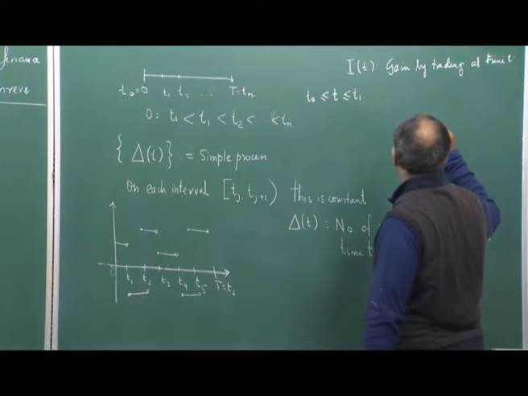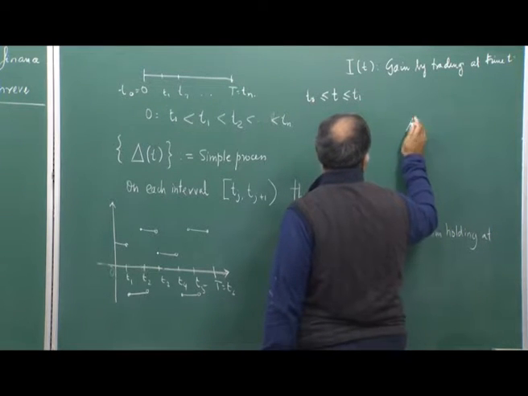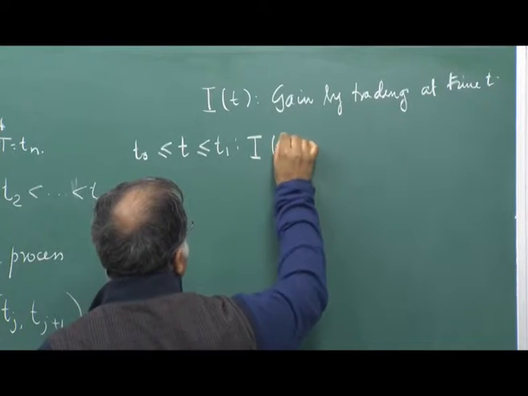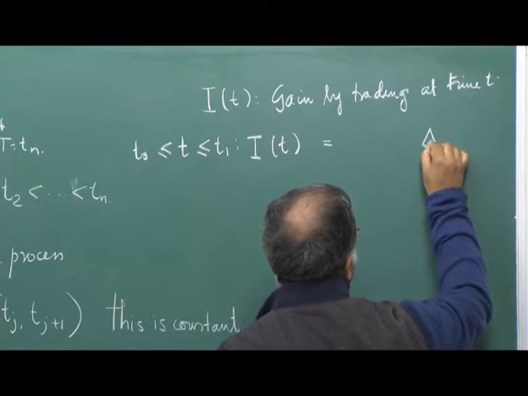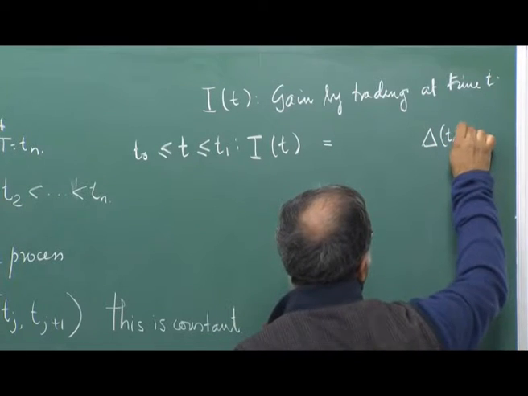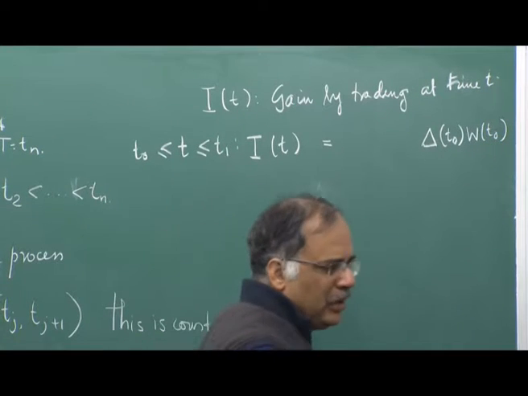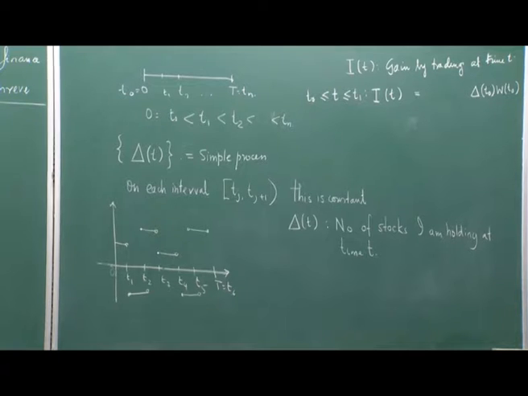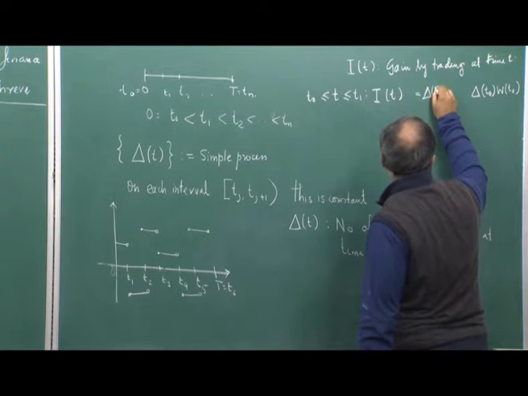So, my total money I paid, so let me write It. So, what is It in this case? The total money I paid to get this delta t0 amount of stocks at t0 is W t0, and now I hold on to the stock, and at time t I sell that number of stocks at a price Wt, because the price is changing at every time. So, by selling those stocks I make this amount of money.